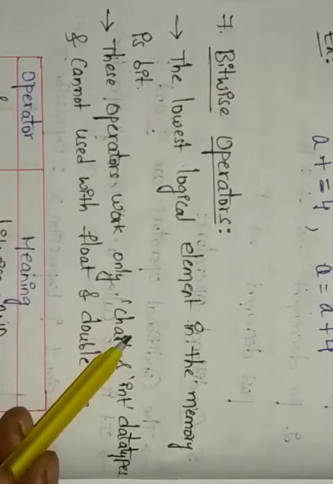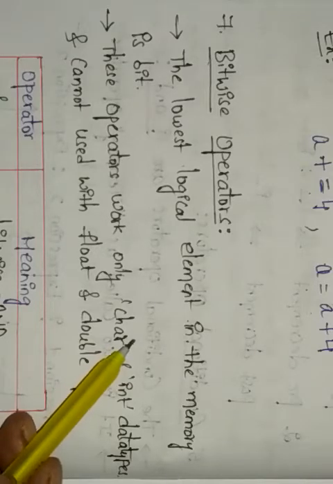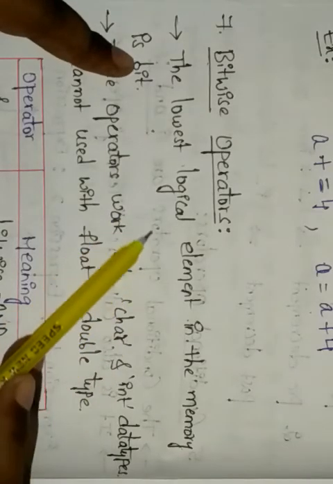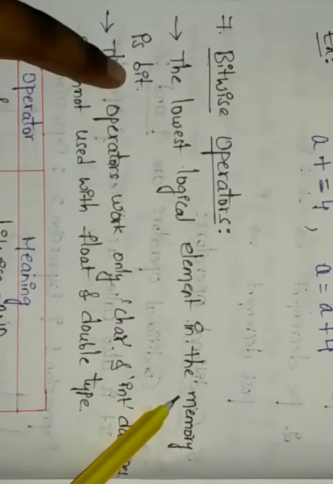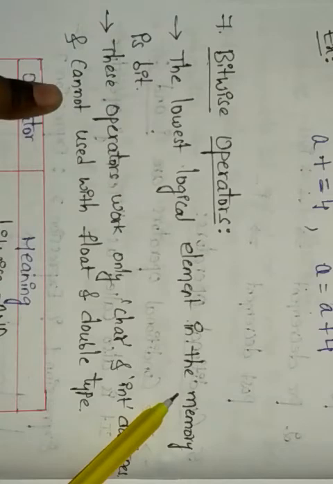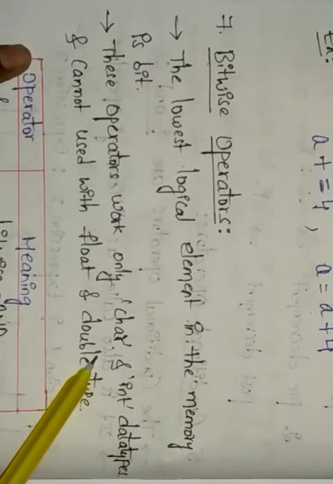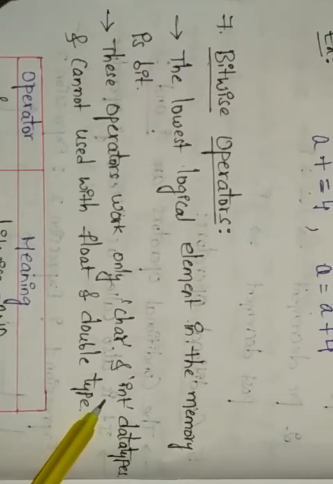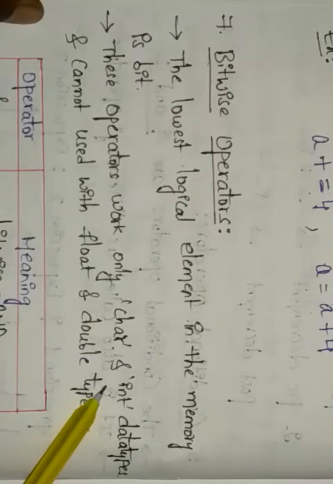we are using the logical operators only, but the difference is that this one performs in the form of bits. Why? Because the lowest logical element in the memory is the bit. That's why it is performing in bit format. And these operators work only with the character and int data types. They will not work with float and double types. They work with character and int only.